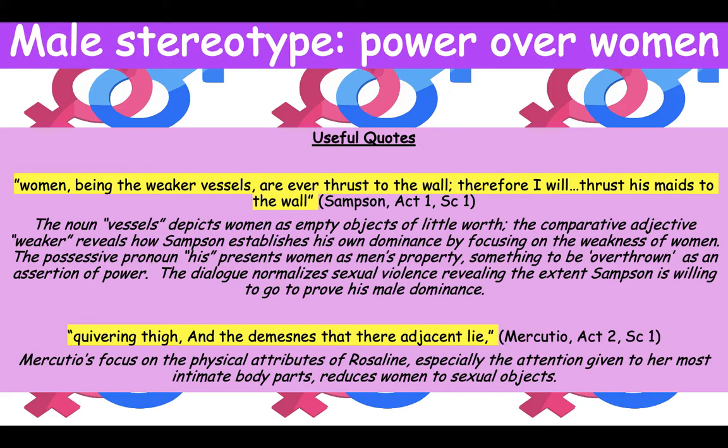Look at the way Mercutio speaks of Rosaline in Act 2, Scene 1. He refers to her "quivering thigh and the demesnes that there adjacent lie." Here he's focusing on her physical attributes, especially giving attention to her most intimate body parts, and this reduces women to sexual objects and therefore suggests that they are less important because they are not human beings, they are just objects, and that's the way he seems to refer to them.